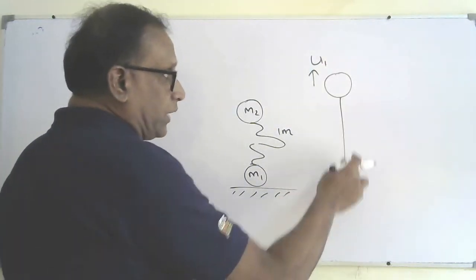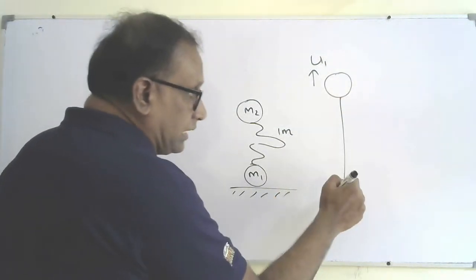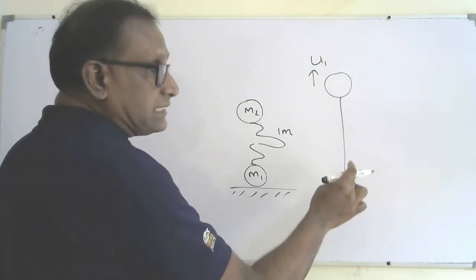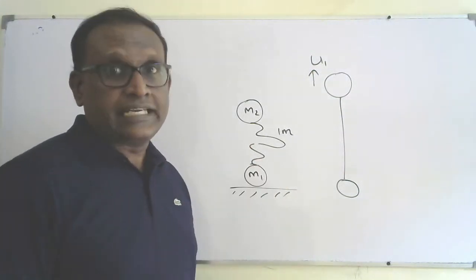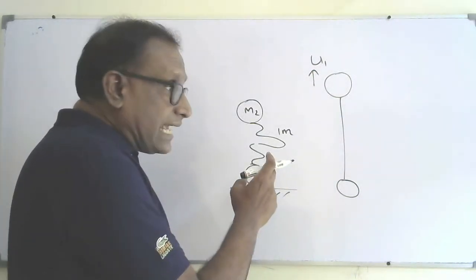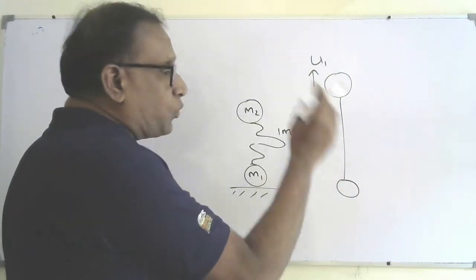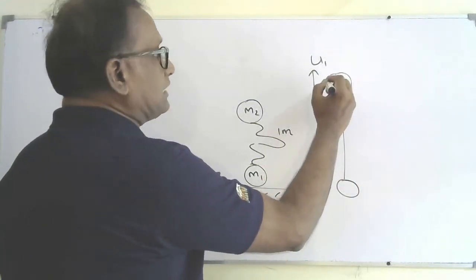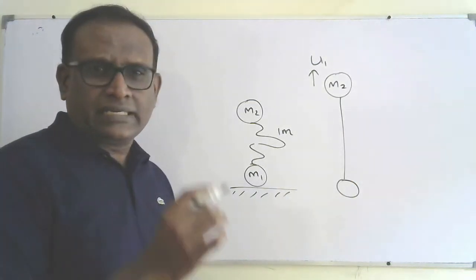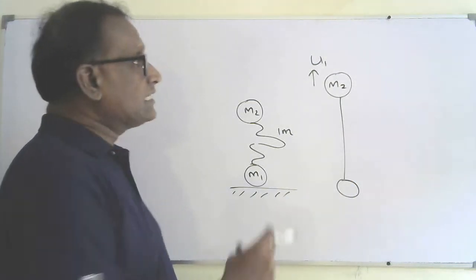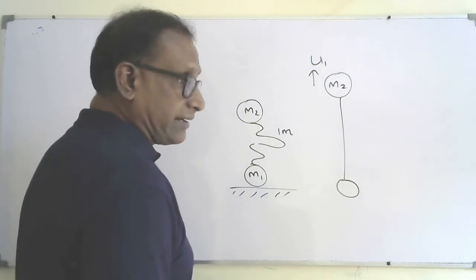Then what happens? When the string pulls this also, there will be tension. Just before the tension becomes a positive value, that means when the string is slack, there is no tension. So when this sphere, which is mass m2, moves almost 1 meter, a little smaller than 1 meter, the speed is u1. This is still at rest.